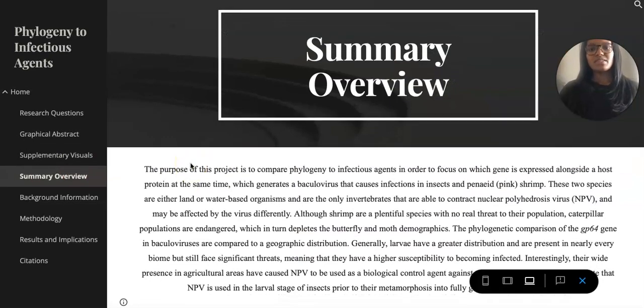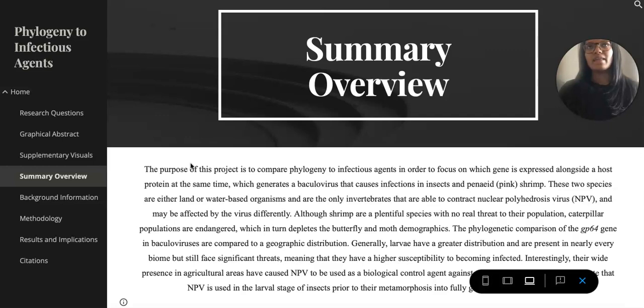So the purpose of this project was obviously to highlight phylogeny to infectious agents, expressed alongside a host protein at the same time, which is what generates the baculoviruses, especially in invert species. So these two species, their biomes are vastly different.